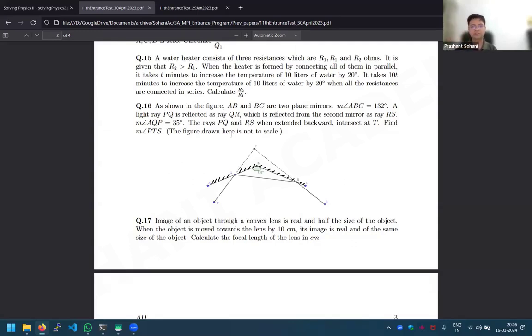So actually question 16 is, you remember last time we did one question about mirrors where it was all about geometry. We had an equilateral triangle and all those things. Even this question is like that. For those who have solved it, it is just geometry. Anybody has solved the question already?